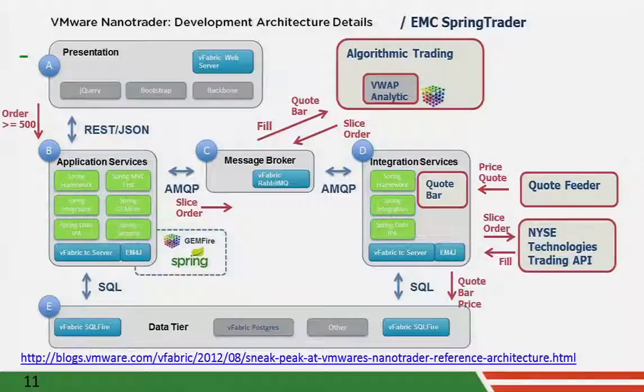Then we send it on up into the VWAP analytic. It calculates its analytics, and whenever the price quote is less than the calculated analytic price, we're going to send out an order of 100 shares. And we do that only when the inbound order, we'll demonstrate this in just a second, is greater than or equal to 500 shares.